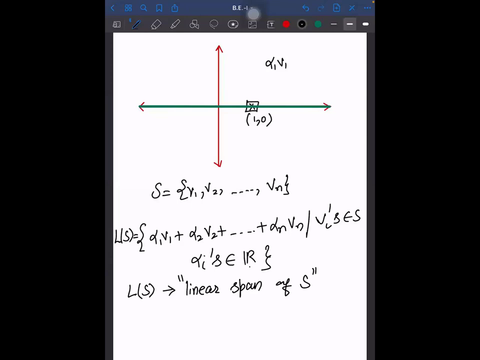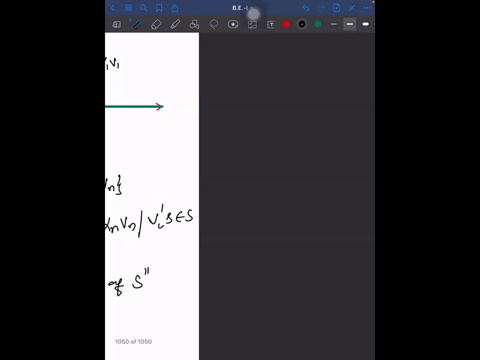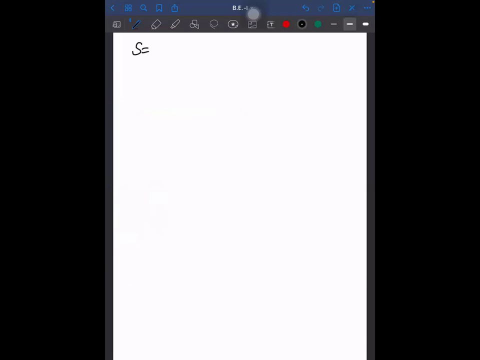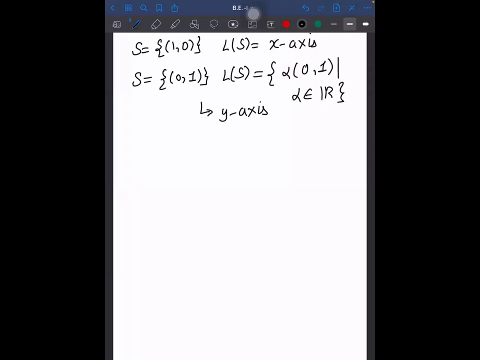So as a first example, from what you have understood so far, if I take S to be {(1, 0)}, then the linear span of S will be the x-axis. Are you with me on this? Okay. Let me take another example, first of all very small ones. If I take S to be {(0, 1)}, then what would be the linear span of S? Yes, the y-axis. It's very simple for one vector.